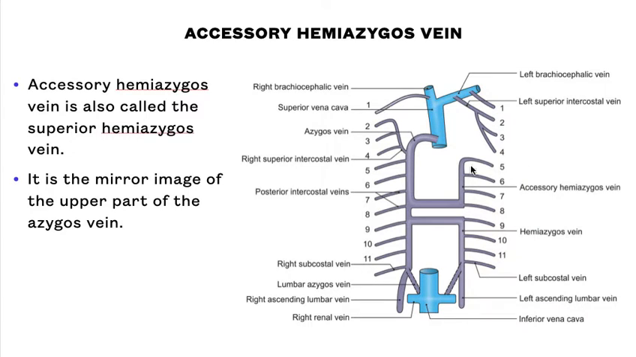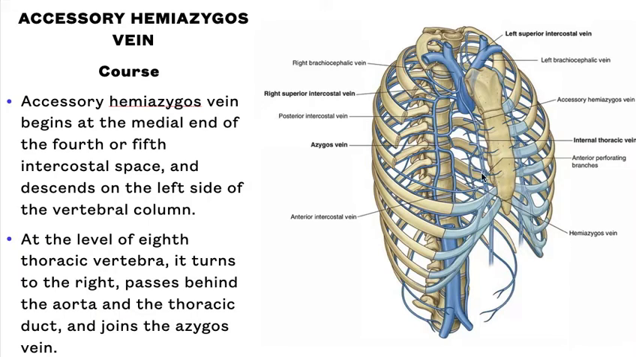The accessory hemiazygos vein. The accessory hemiazygos vein is also called the superior hemiazygos vein and is a mirror image of the upper part of the azygos vein. Now, to see the course, the accessory hemiazygos vein begins at the medial end of 4th to 5th intercostal space, descends on the left side of the vertebral column, at the level of the 8th thoracic vertebra turns to the right, passes behind the aorta and the thoracic duct, and joins the azygos vein.